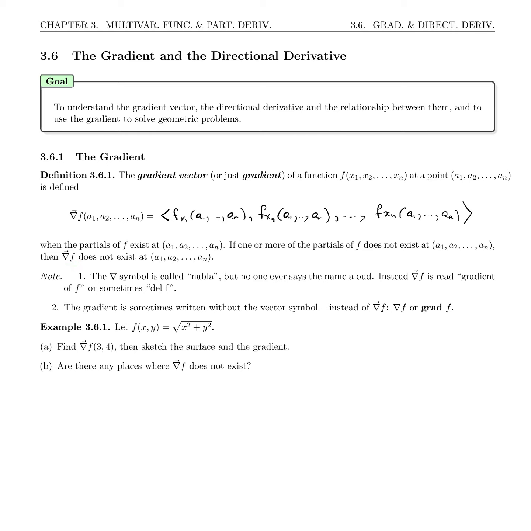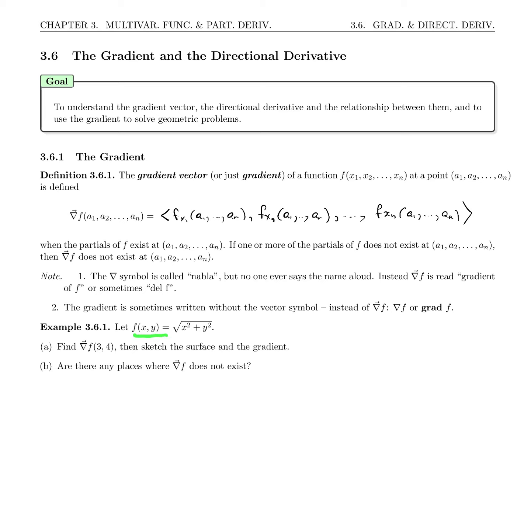A couple of notes here. The upside down triangle symbol is actually called nabla, but no one says that name out loud. Instead, this is read the gradient of f, or sometimes del f. The gradient is sometimes written without the vector symbol. So instead of this little vector up here, some people just write it without, and some people write it in words, grad f.